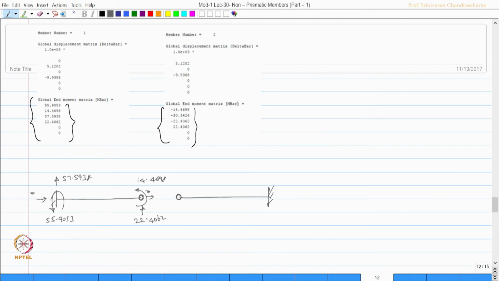Then let us come here. This had anti-clockwise, so this is going to be clockwise of 14.4698, and this is going to be again clockwise of 30.3426, and this reaction is negative 22.4062 and this is positive 22.4062. We can see very well that there is a perfect compatibility at the internal hinge.